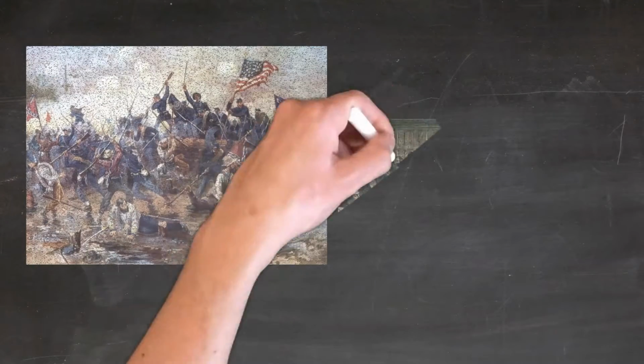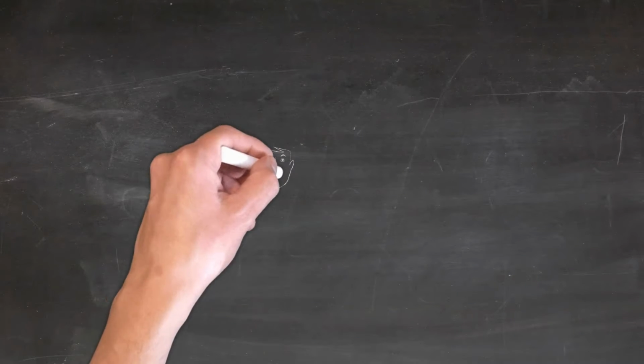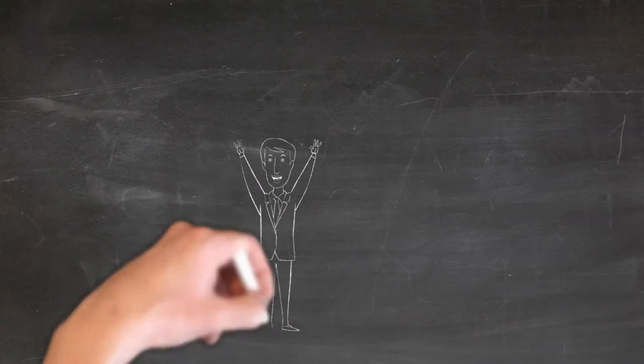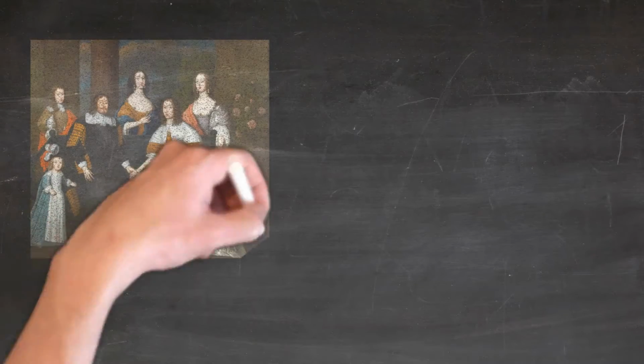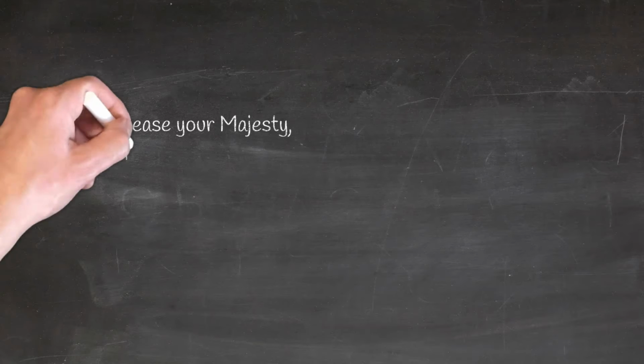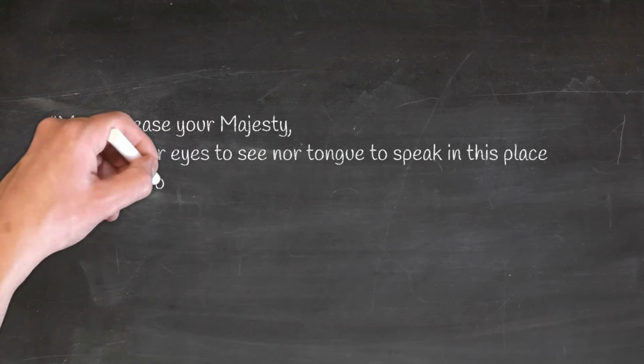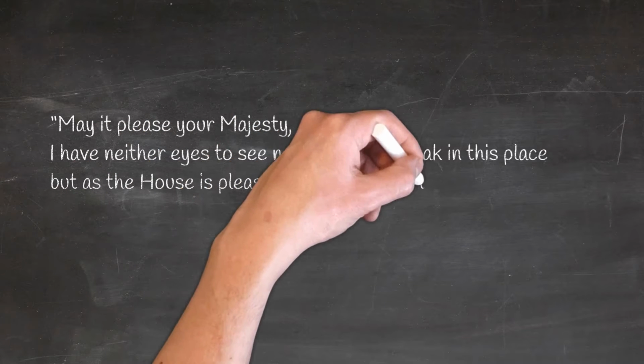As mentioned before, it is expected for the speaker to be impartial, but back in the mid-17th century, many were partisan. The speaker that changed this was William Lenthal in times of Charles I, elected November 1640 in times of civil wars. He is remembered for his famous phrase, "May it please your majesty, I have neither eyes to see nor tongue to speak in this place, but as the House is pleased to direct me, whose servant I am here."